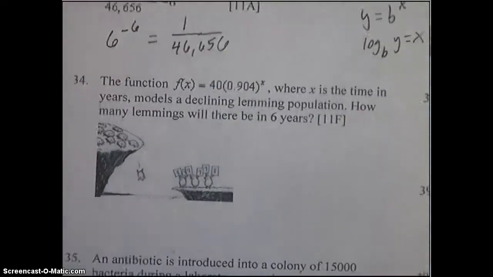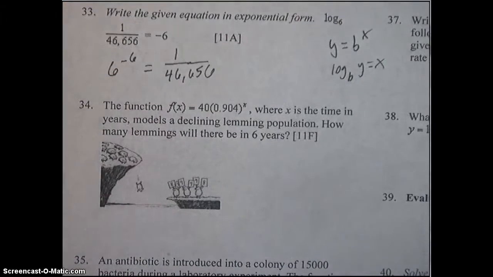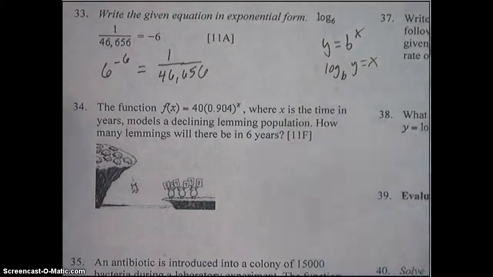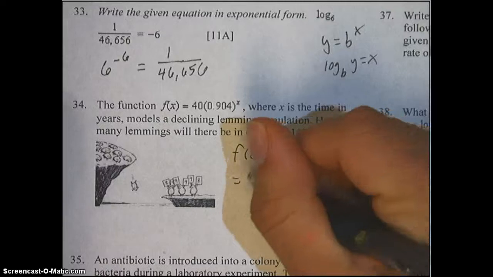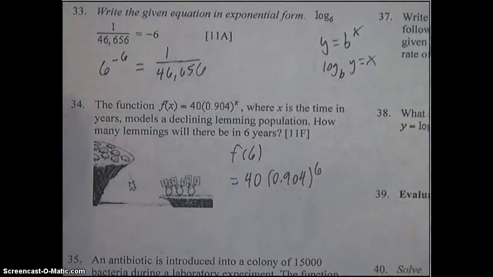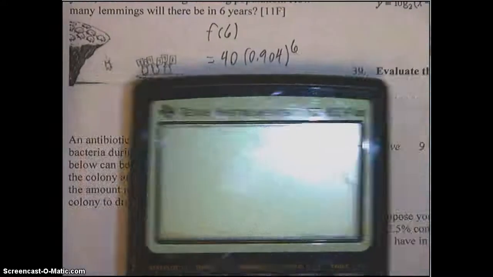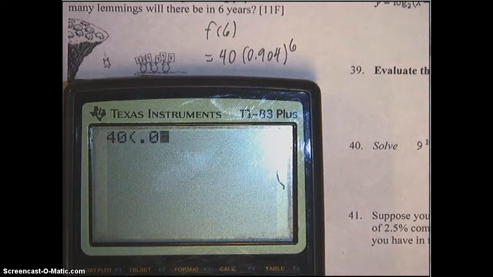Number 34, the function f of x equals 40 times 0.904 to the x power, where x is time in years, models a declining lemming population. How many lemmings will there be in 6 years? Well, we can just plug a 6 into the function there, so we're finding f of 6, which is 40 times 0.904 to the 6th power. And at this point, we're going to use the calculator. And I'm going to type in 40 times 0.0904 to the 6th power.